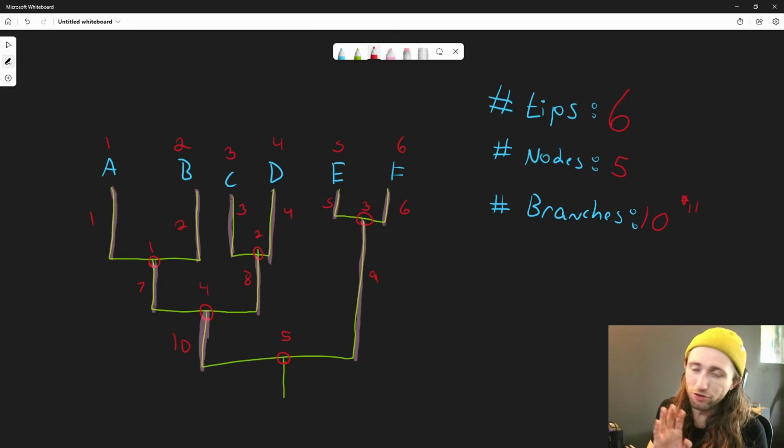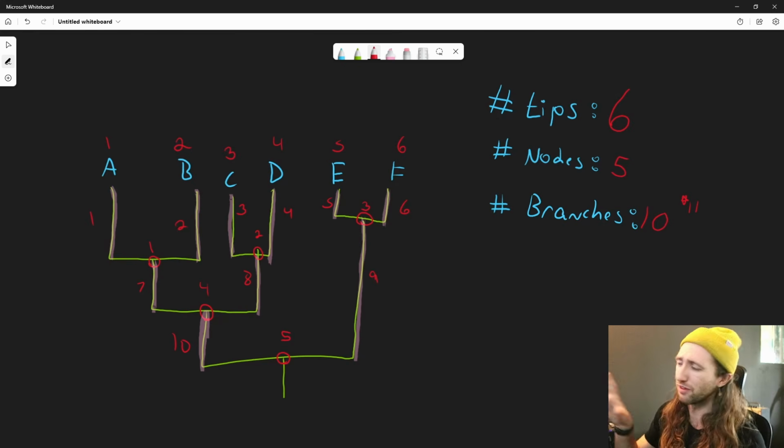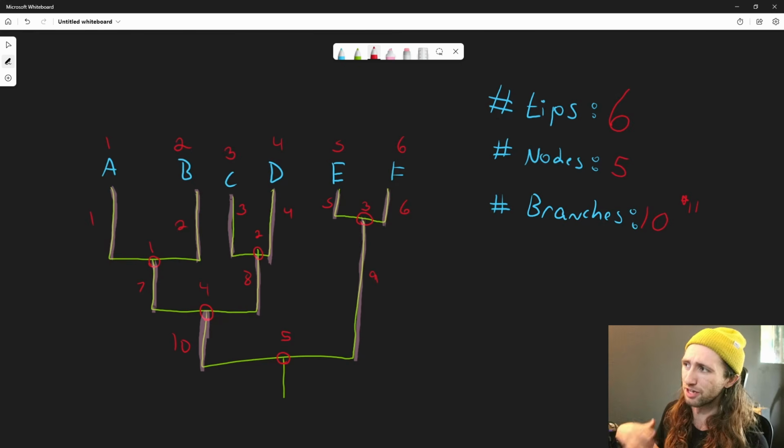So again, we'll give you that bonus credit if you said 11, because I didn't explain that well. But we have 6 tips, 5 nodes, and 10 branches. In this exercise, you very rarely need to count the number of nodes or the number of branches. This is just testing your knowledge of, can you tell what is a tip, what is a node, and what is a branch? Cool. Let's go on to the next question.